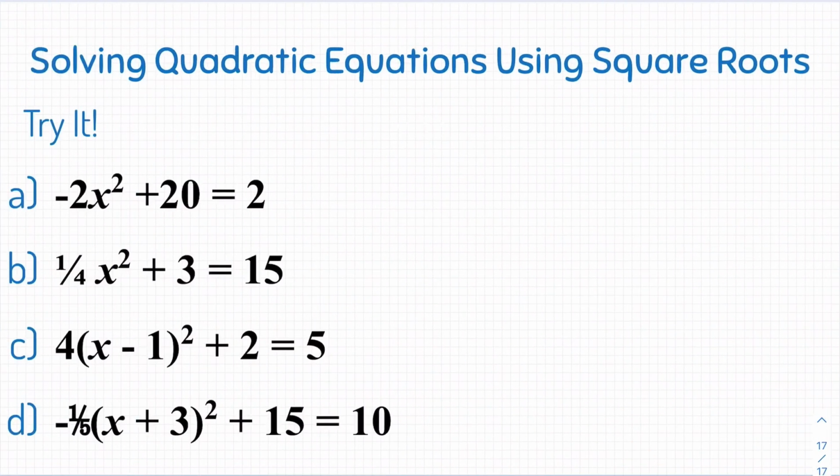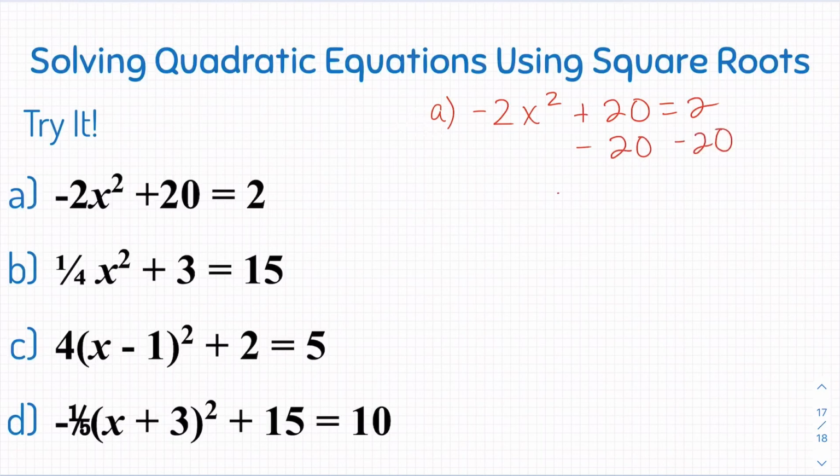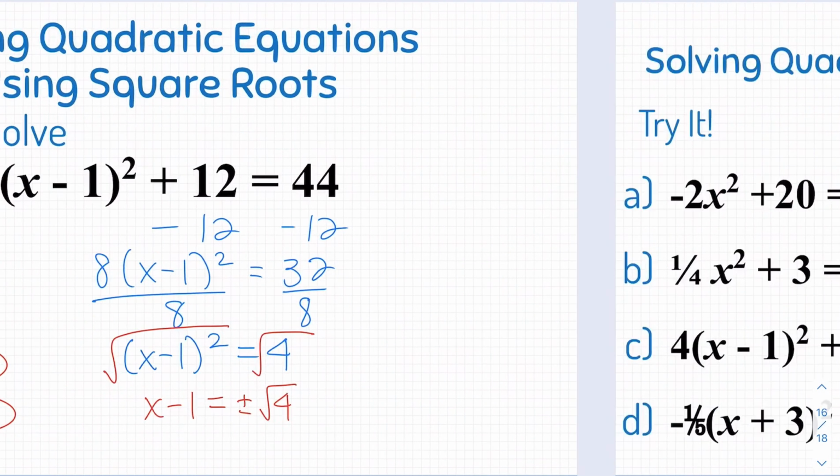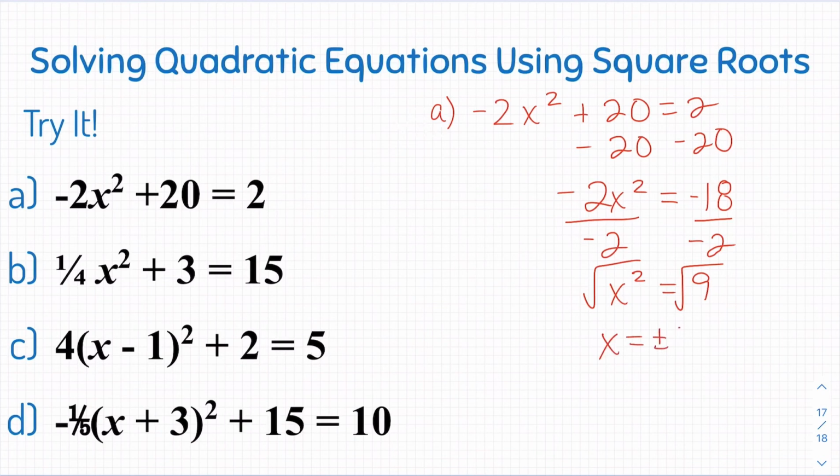So now it's your turn. Try example A. So in example A, you get negative 2x squared plus 20 equals 2. So subtract 20, divide by negative 2, and then take the square root. That's the answer to example A.